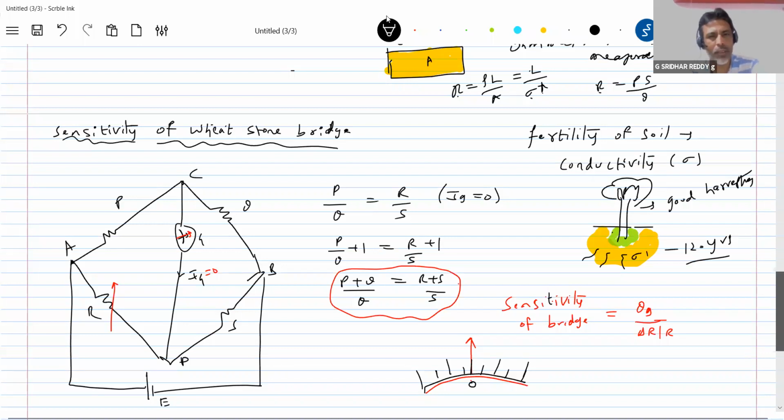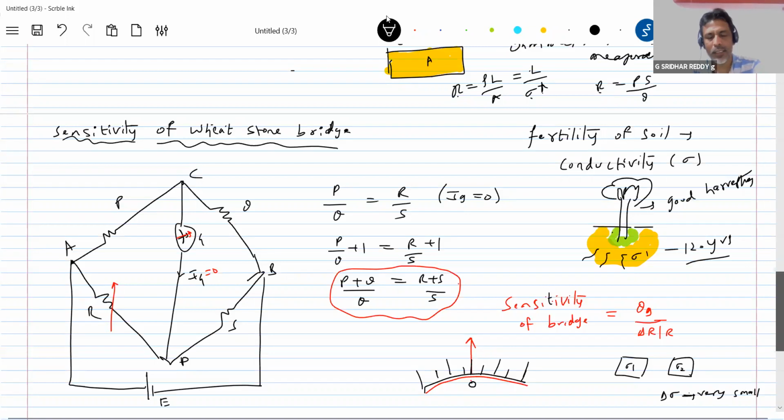Why do we need this? Definitely I'll get two types of soils where the conductivity differs only slightly. The delta sigma is very small. To notice that, when can I see the difference between them? The difference in conductivity I can measure very easily only when the bridge is sensitive. So I may get two types of soils where the difference in conductivity is very small, and I should be able to notice the difference.